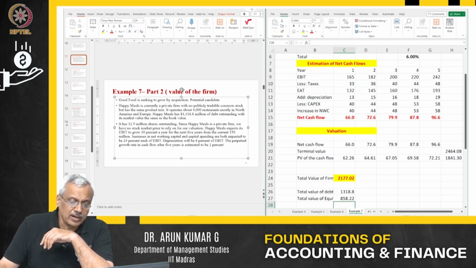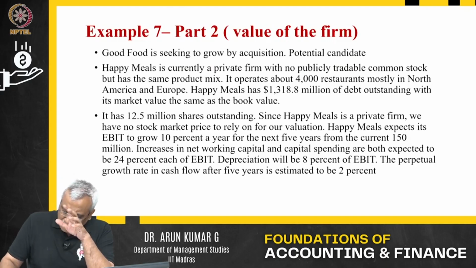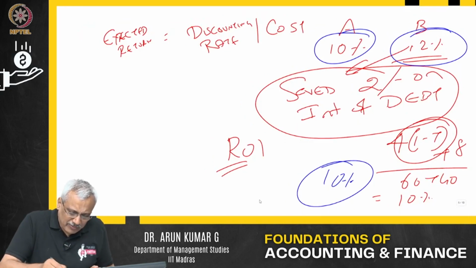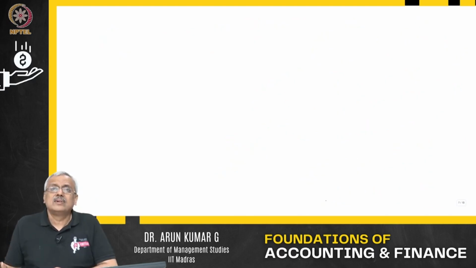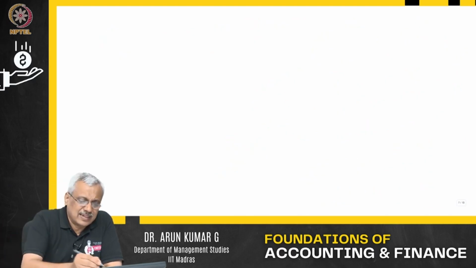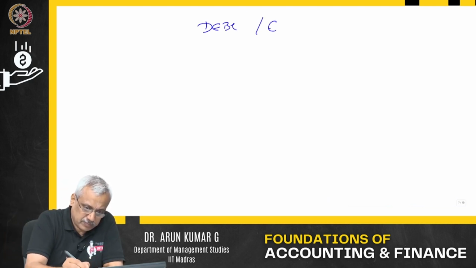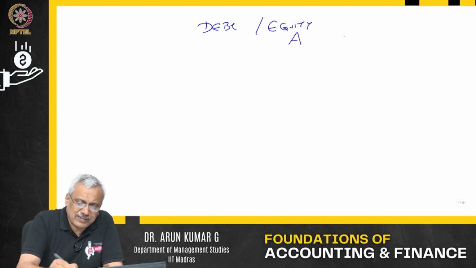Now we move on from here. We talked about debt and equity, but firms always have a particular combination of debt and equity. Why? Because, as we go back to some of the examples, let us take a case, debt or equity. Let me take 2 companies A and B.